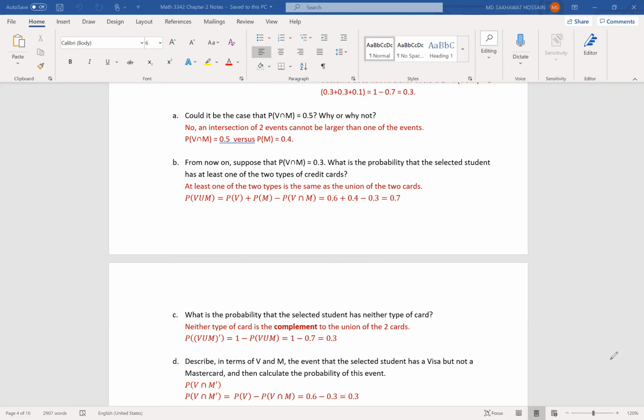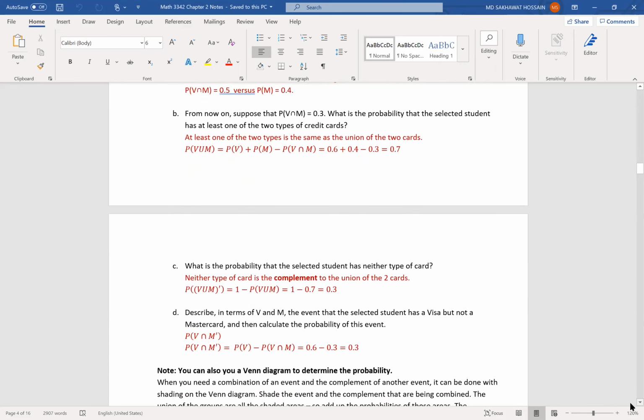Now we have to find the probability of this. How can I find the probability? Before doing this, if we want to find the probability that the student doesn't have a MasterCard, what is the probability? A student not having a MasterCard means the probability of M complement, right? So that means 1 minus the probability of M. So this is the probability that the student doesn't have a MasterCard. Similarly, if you write V complement, that means the student doesn't have a Visa card.